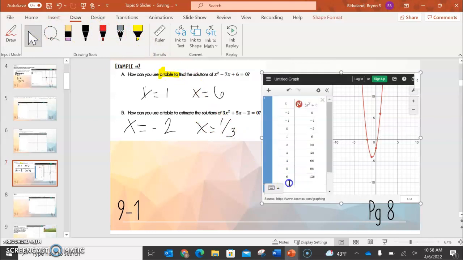I would have had to have known that I'm going to type in a 1/3 for my x value to get a y of 0. So tables can be helpful, but many parabolas don't cross at the x-axis at whole numbers. So it's important that we have other methods to help us find these solutions to the quadratics.